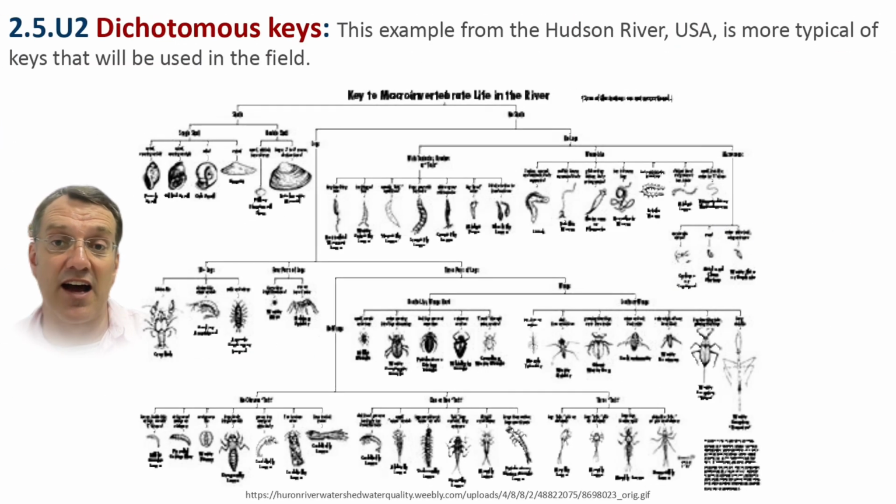This more complex dichotomous key for river macroinvertebrates shows how keys work in practice. Notice how the structure branches repeatedly, with each decision point narrowing the possibilities. This systematic approach transforms identification from guesswork to science, and that allows even non-specialists to accurately identify species. This is an important skill for ecosystem monitoring and assessment.